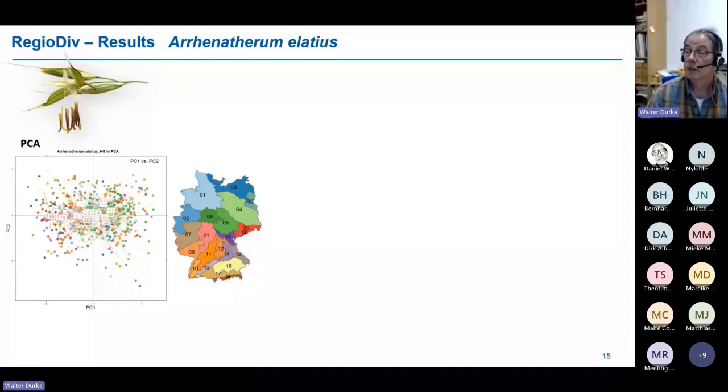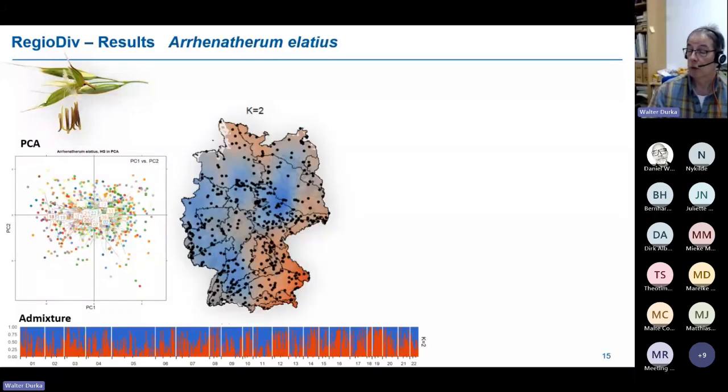Only the seed zones 18 and 19 are a bit off of the rest, which means there is hardly any genetic structure in that species. If we do the admixture analysis, we can identify a little bit that in the southeast there is one cluster more predominant. This is what we see also with seed zones number 18 and 19. So the Alps and the Bavarian forest are somehow separated from the rest, but not very strongly.